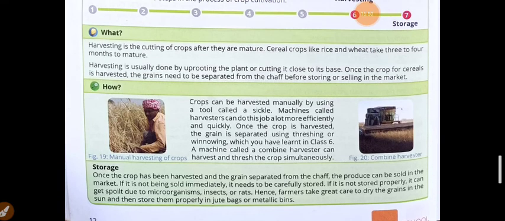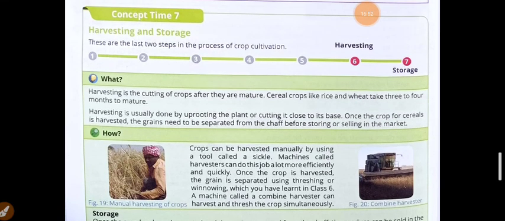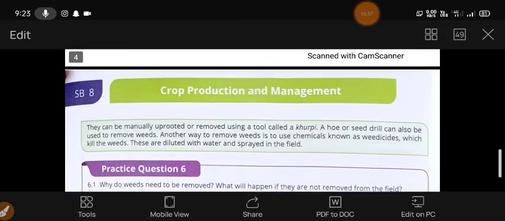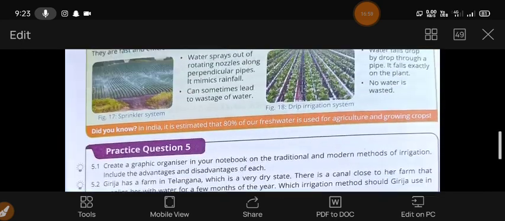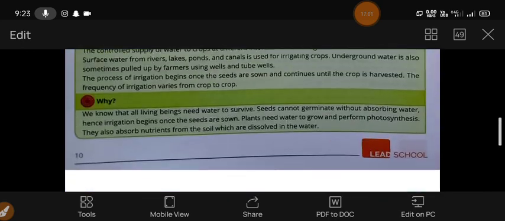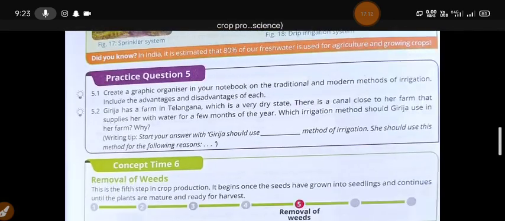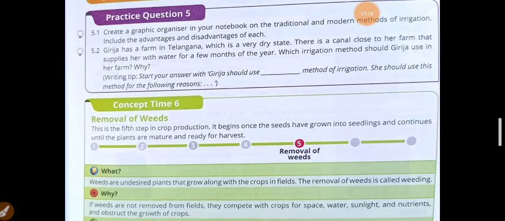So this was the quick revision of today's lecture, and in homework you have to send me harvesting and storage and removal of weeds, and together also send me the irrigation. So what we did in today's lecture about irrigation, removal of weeds, and harvesting and storage, all these three concept times, you need to write a summary of this and then send it to me.